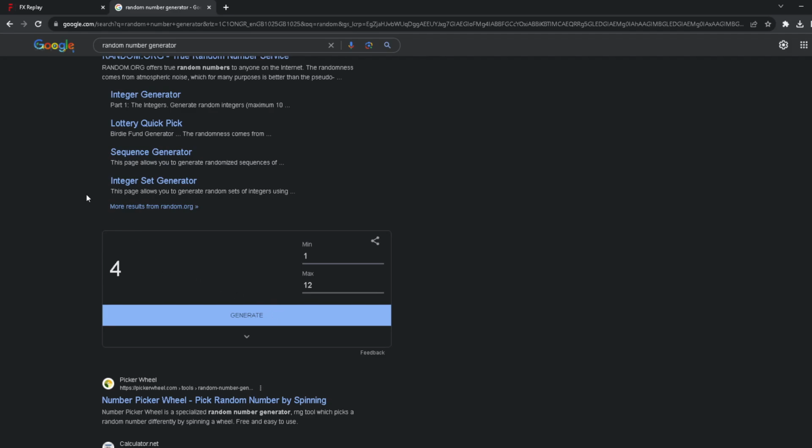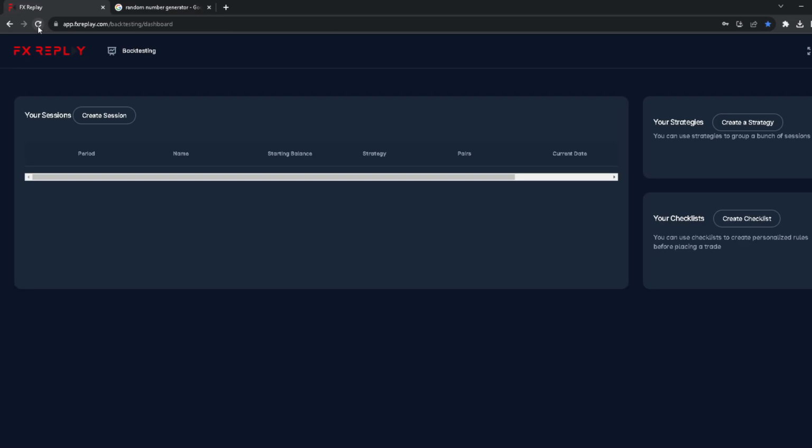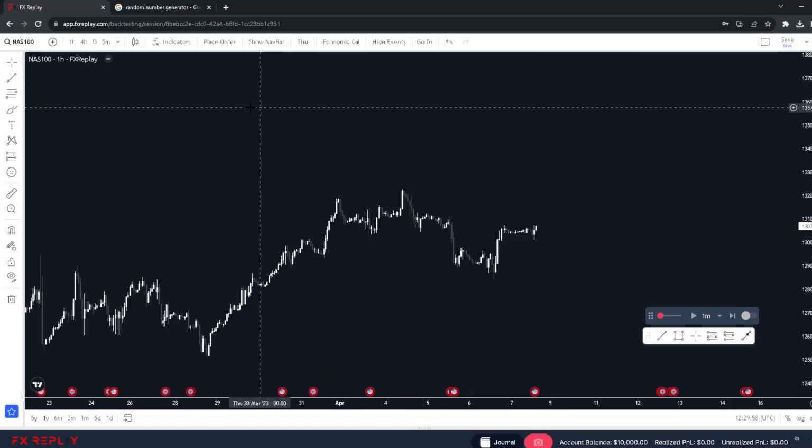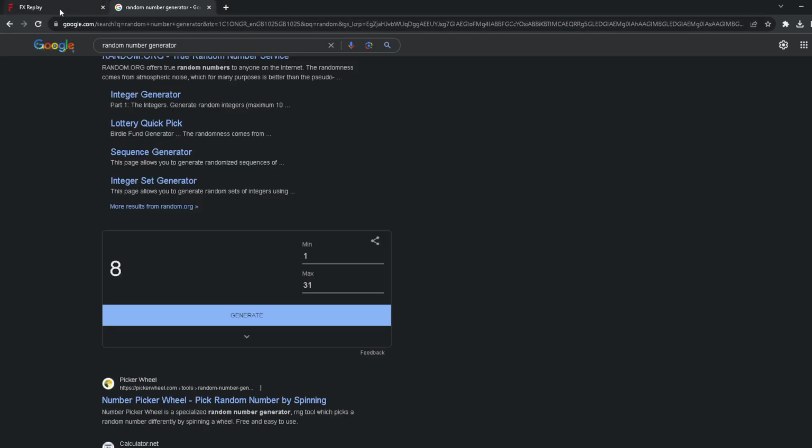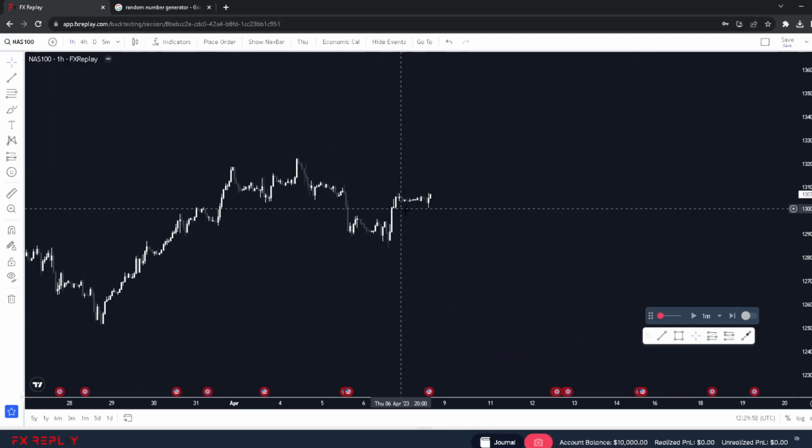4th month, which is March, I believe. January, February, March, April. And we will pick a day during April, and it is the 8th. So we're picking the 8th of April. Here we are on the chart. It is the Nasdaq. It is the 8th of April, as our random number generator has given us, and I will show you how to trade this strategy.